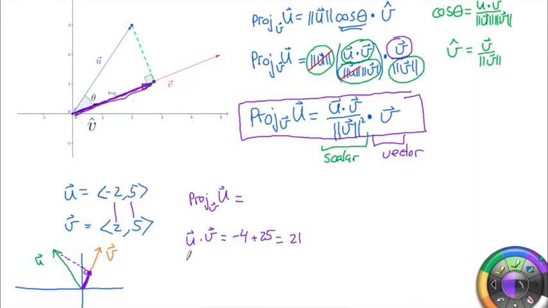So you're going to get magnitude of v squared is going to equal 2 squared plus 5 squared. Now, if that square was missing, then it would be the square root of 2 squared plus 5 squared. But because it's squared, we can drop the square root. So that's 4 plus 25, which is 29. So this becomes 21 over 29 times the vector v, which is 2, 5. Now, if you want, you can distribute through and come up with just the two components, but this is a perfectly fine form also.